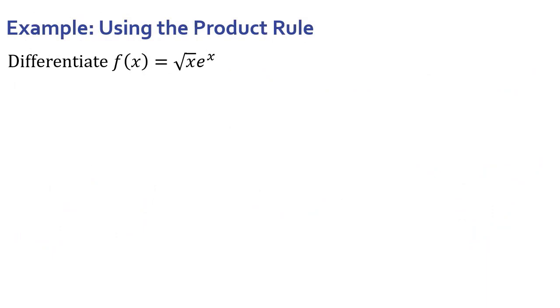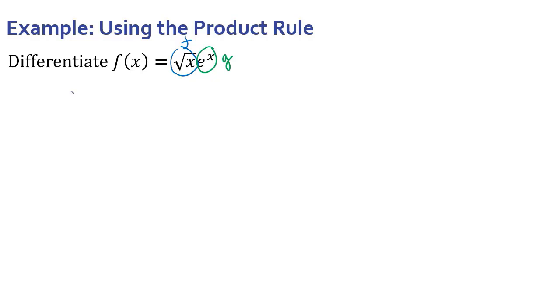Differentiate f of x equals the square root of x times e to the x. We could treat the square root of x like f of x and e to the x like the second function g of x. Okay, so I have two functions that are getting multiplied together. I don't have a formula for square root of x times e to the x, but I do have a formula to differentiate the square root of x, and I have a formula to differentiate e to the x. So I'm going to take each of those pieces and use the power rule, or the product rule, excuse me.